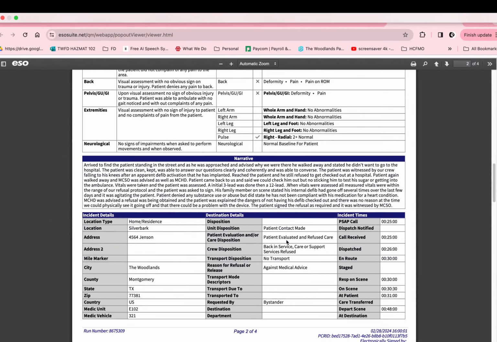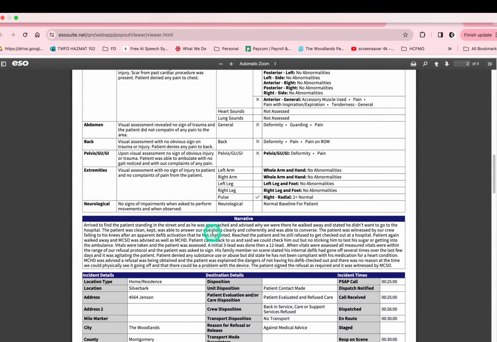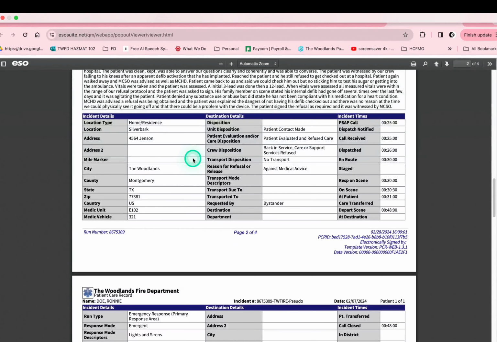Then our narrative. Again, it should correlate with what happened up in the assessments and what we find. We don't so much care about the vitals. We can look up here and see what the vitals are. We just want to know, hey, vitals were taken, patient was assessed, and if not, the reason for it not being done. But again, if it's a refusal, we should be getting all that information. We should be dotting our I's, crossing our T's, and getting that done.